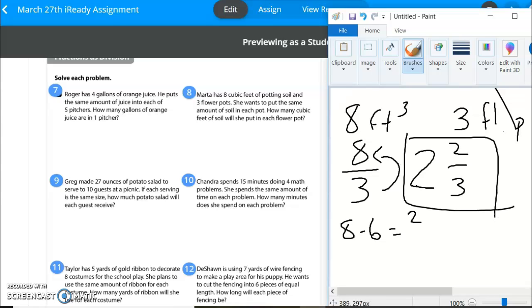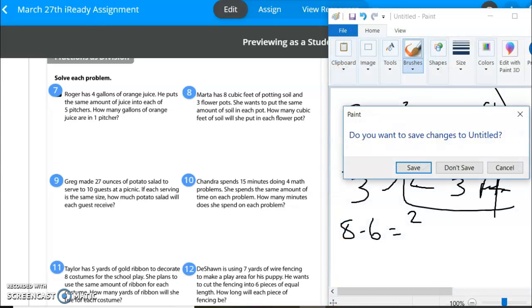Let me go ahead and read these other problems to you. Greg made 27 ounces of potato salad. Oh, and I should put cubic feet. All the teachers would yell at me for not doing that. Greg made 27 ounces of potato salad to serve 10 guests. If each serving is the same size, how much potato salad will each guest receive? I'm blaming it on the lack of coffee.